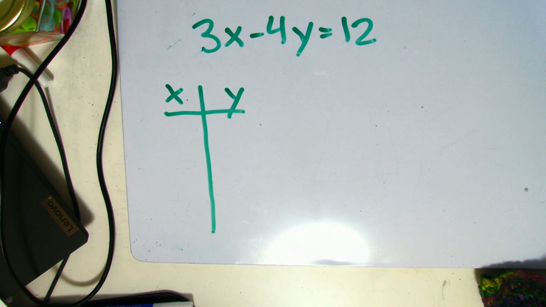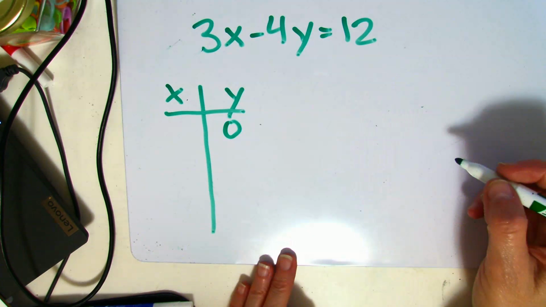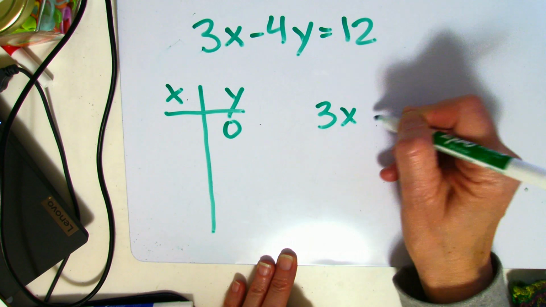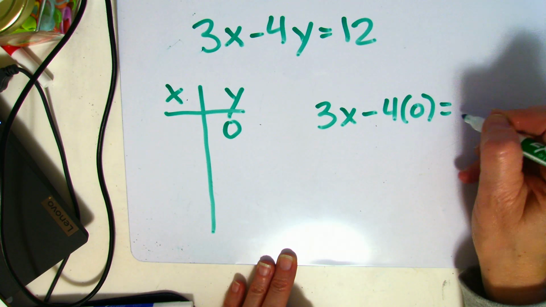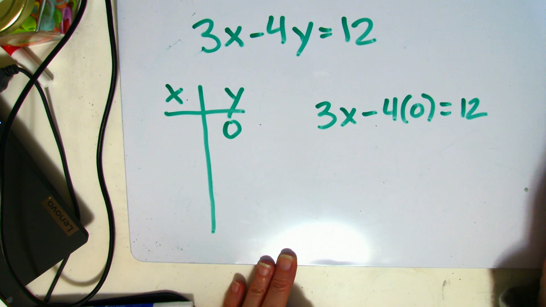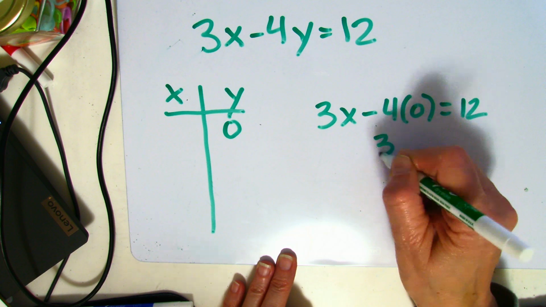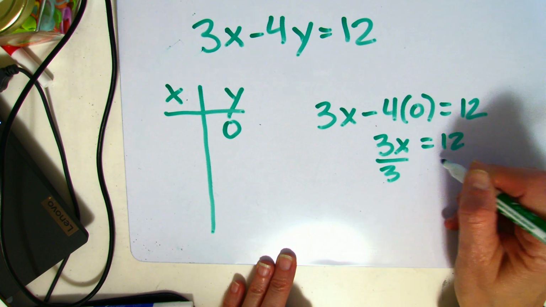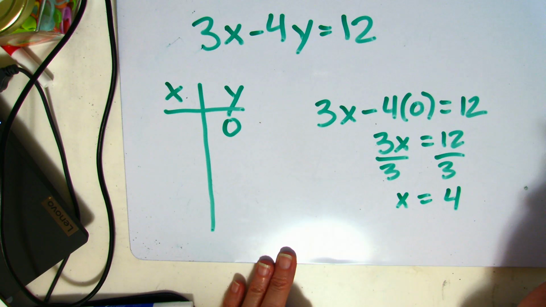So let's go through an example. Let's say that y is 0, and I want to determine what x is. So I've got 3x minus 4 times 0 equals 12. Well, 4 times 0 is going to be 0, so that leaves me 3x equals 12. If I divide each side by 3, x will equal 4.